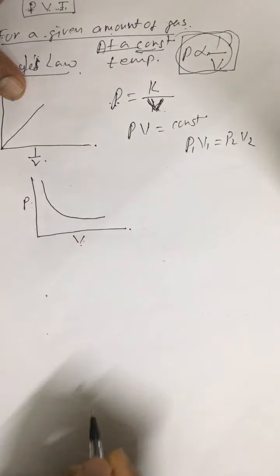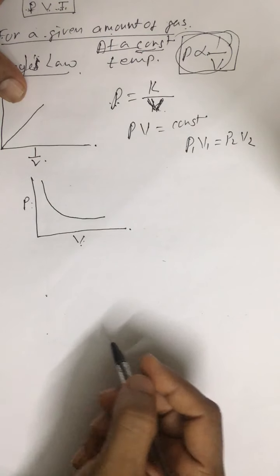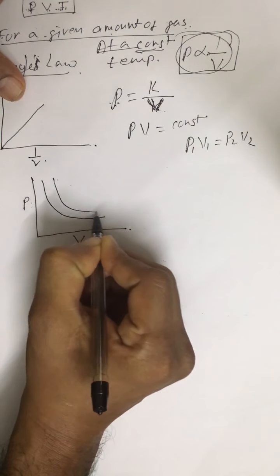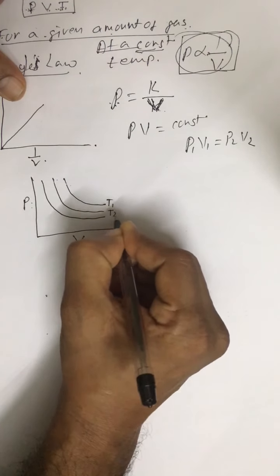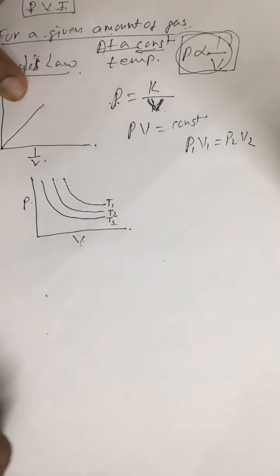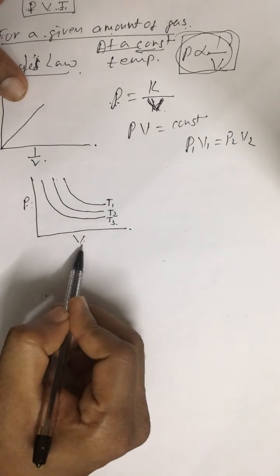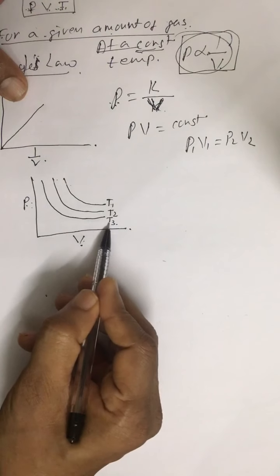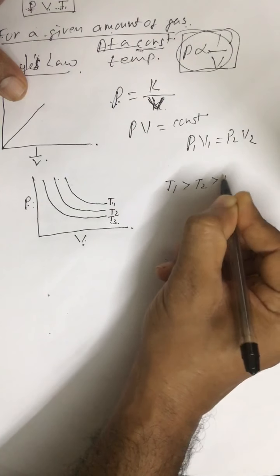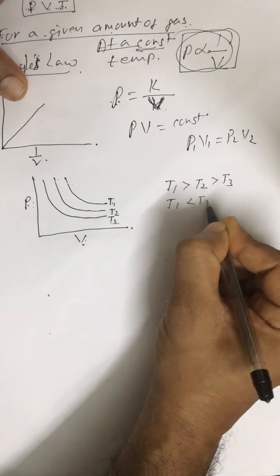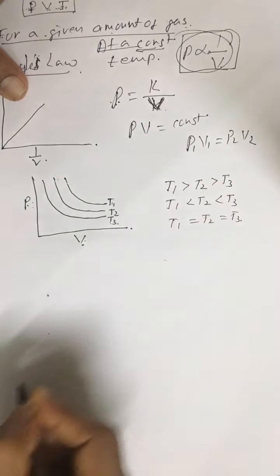From this graph, that is P versus V, you get some kind of questions, like you are given these three graphs. This is at T1 temperature, this is at T2 temperature, this is at T3 temperature. Means for a given gas, you are drawing a graph between P and V for different temperatures, T1, T2 and T3. And the question is whether T1 is greater than T2 is greater than T3, or it is opposite, or they are all equal, which is correct.